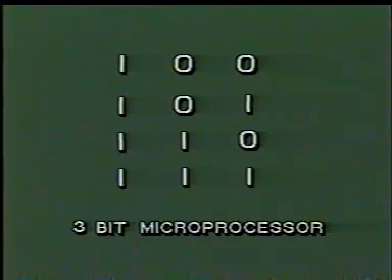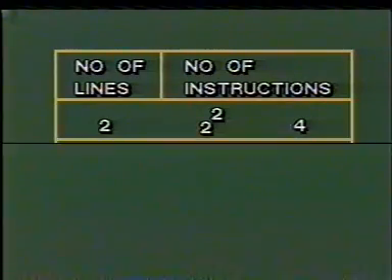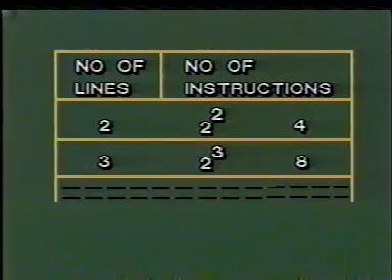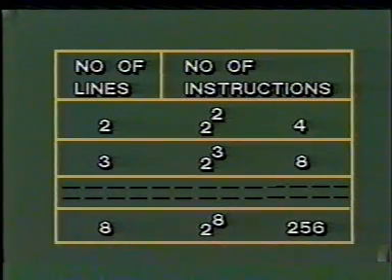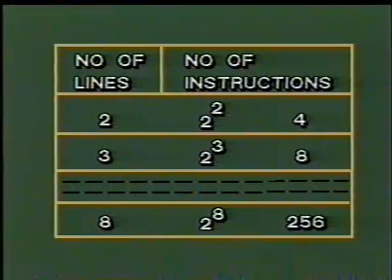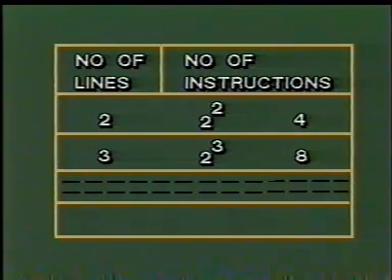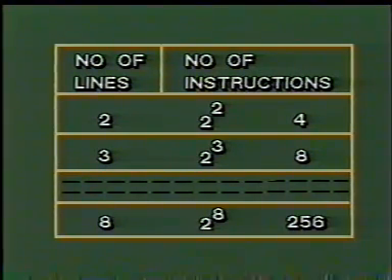But to make this simulated microprocessor a sufficiently powerful system, it has to have more numbers of data lines or wider data bus so as to accommodate more number of instructions. If the number of lines are 2, the maximum number of instructions can be 4. And if the number of lines are 3, the maximum number of instructions can be 8. Similarly, if the number of lines are 8, we can have 256 different instructions.